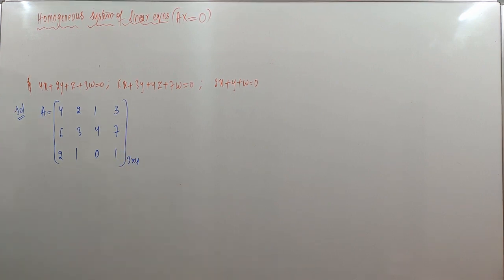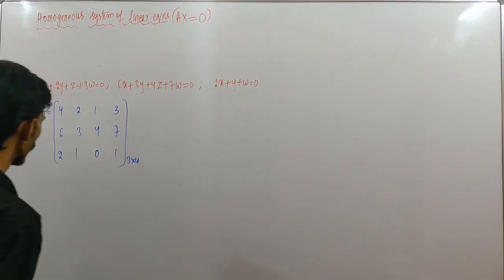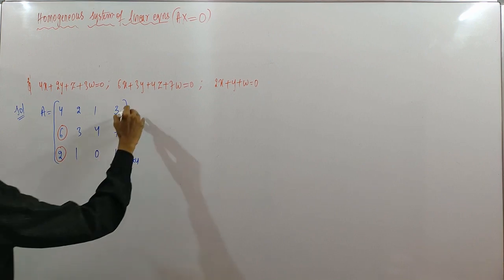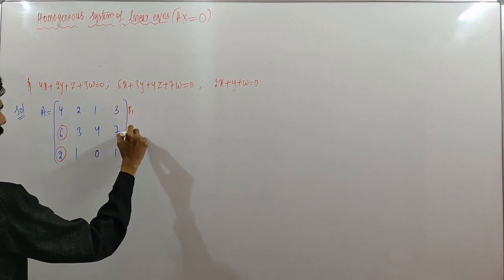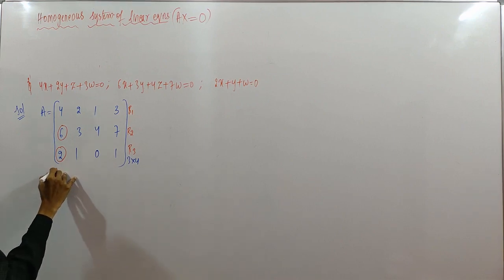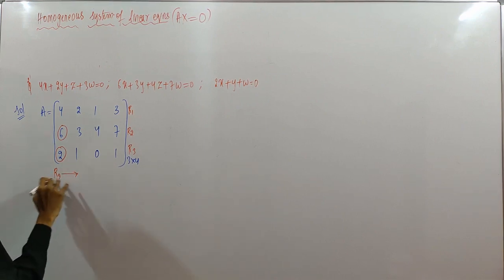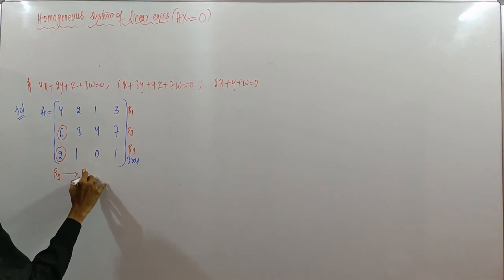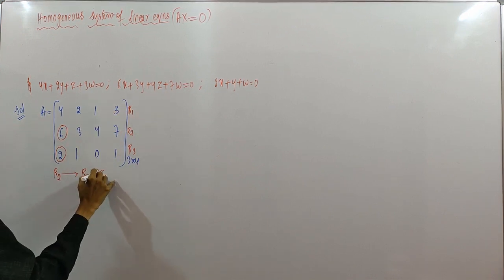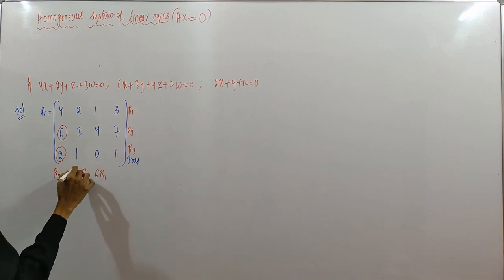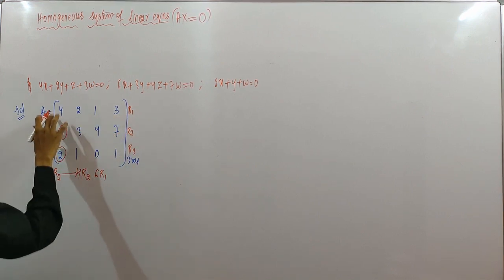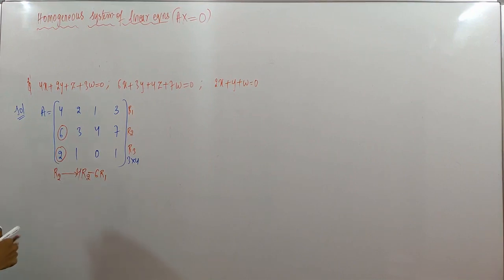Now converting this into row echelon form to get the rank of this matrix, make these two elements 0. This is R1, R2, R3. Applying row transformation on R2 with the help of R1. Here we have 6 R1, 4 R2. Both positive, so take minus.